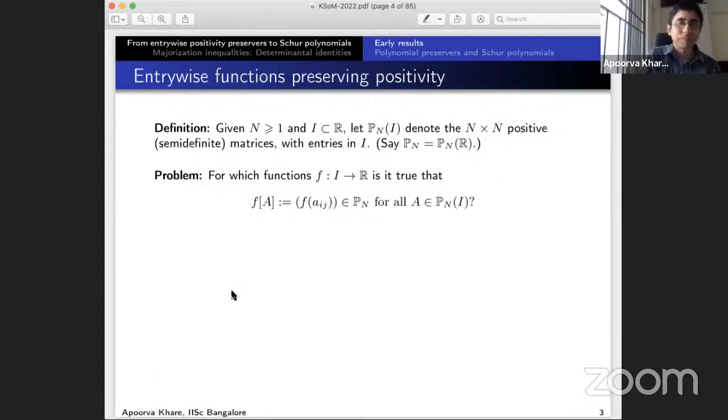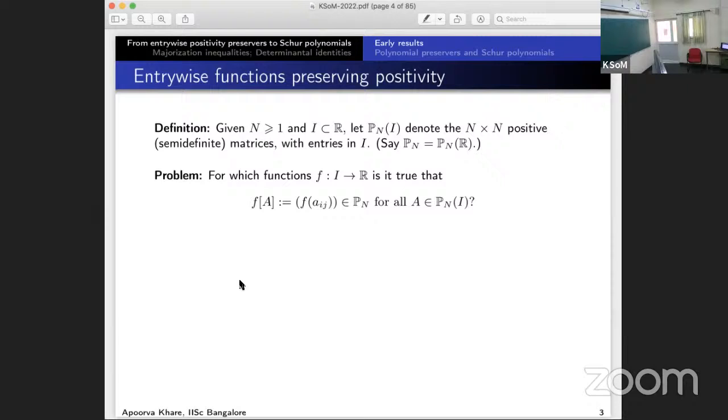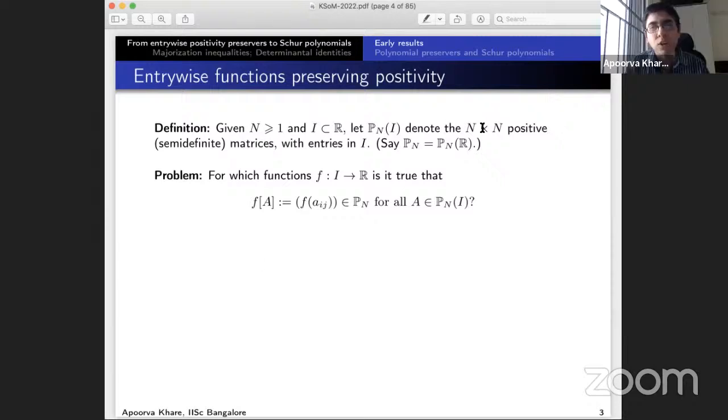Okay, so given an integer n and a domain I, let P_n(I) be the n by n positive semi-definite matrices, I will just call them positive, whose entries are in I. Probably when you hear Nikhil talk, he will talk about matrices whose spectrum has certain properties, or whose eigenvalues lie somewhere. I care about the entries. Well, I do care about the eigenvalues in that they must be non-negative. But as far as my operations go, I care about the entries.